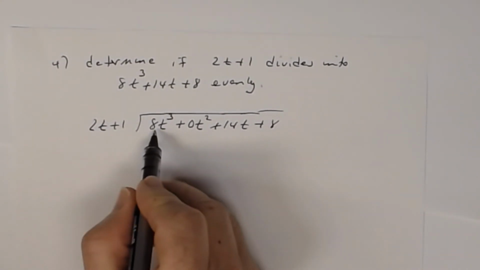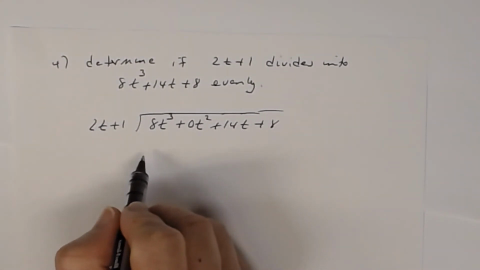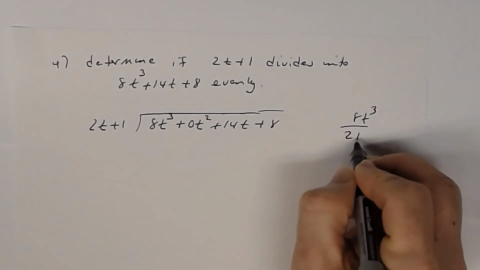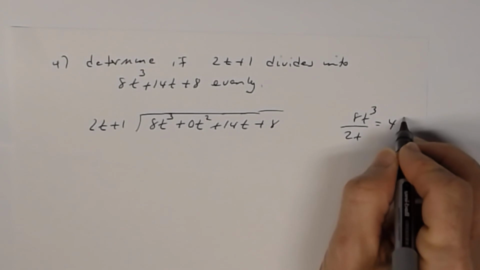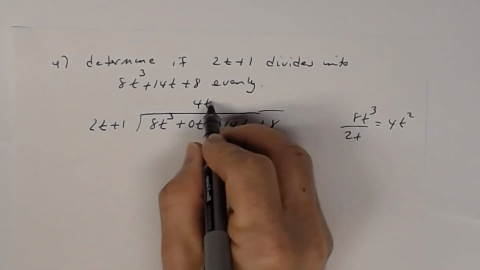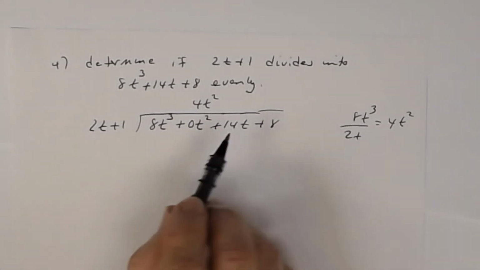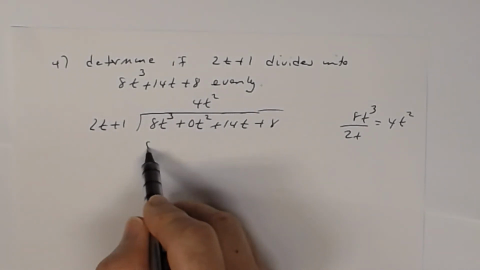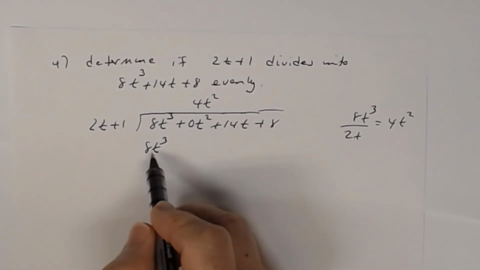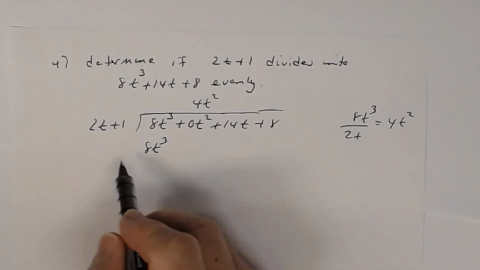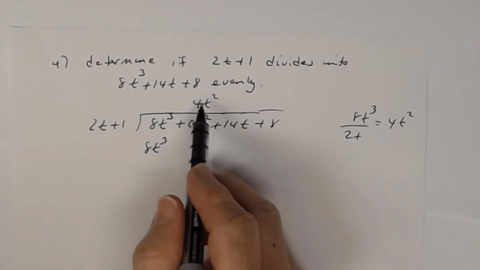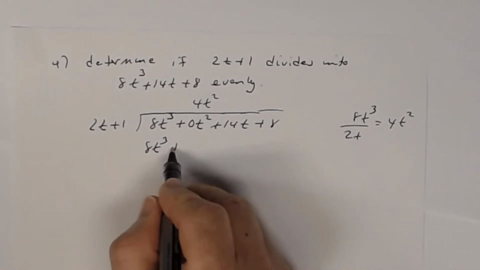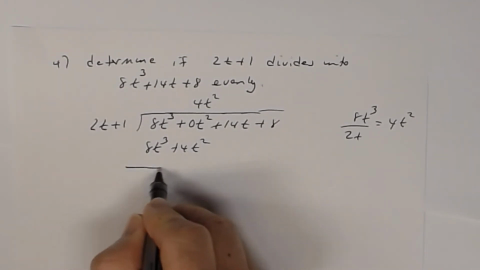Okay, so 2t into 8t cubed will go, what's that, 4t squared times? Remember we're saying 8t cubed divided by 2t, and if I reduce that, that's 4t squared. So let's put the 4t squared here. Make sure you align your like terms. And then 4t squared times 2t is going to be 8t cubed. If you're doing this correctly, remember all these pairs have to be the same so they can cancel out. 4t squared times 1 is 4t squared. So plus 4t squared. And now you're going to subtract.